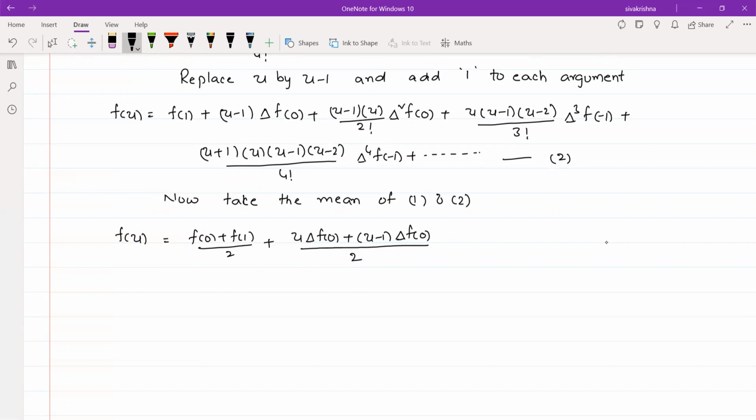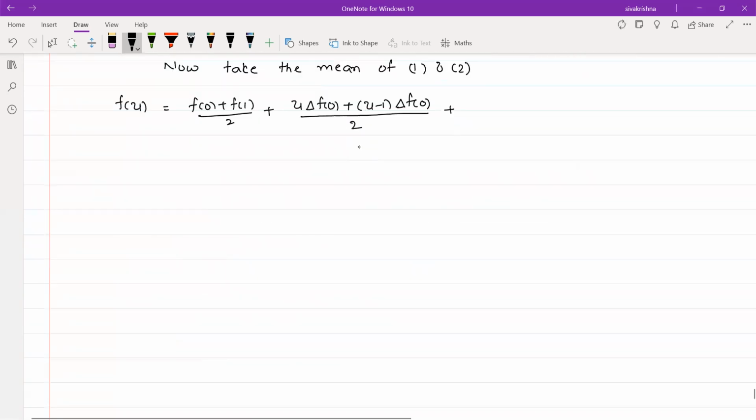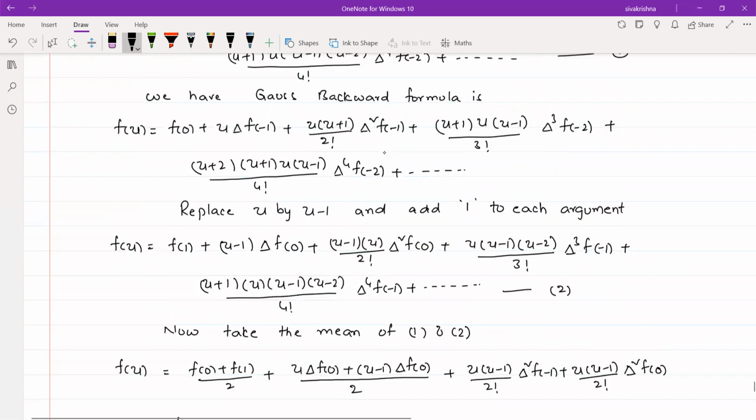Okay, coming to the next term, that means the third term in equation 1. In equation 1 the third term is u into u minus 1 by 2 factorial into delta square f of minus 1. So u into u minus 1 by 2 factorial into delta square f of minus 1 plus, and the third term in equation 2 is u into u minus 1 by 2 factorial into delta square f of 0. So that is the third term in equation 2. Okay, so once again plus.